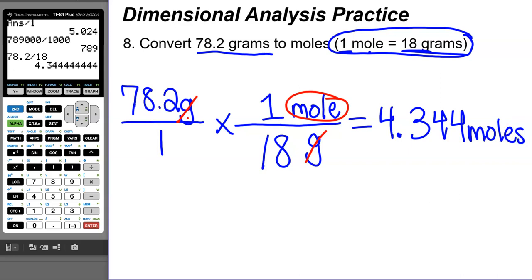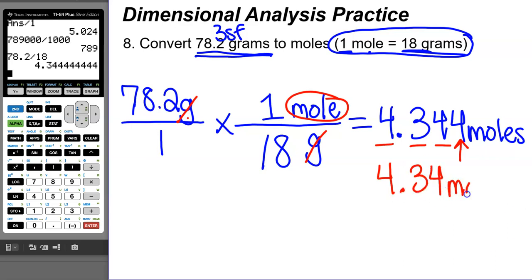Last but not least, we need to look at our significant figures. Up here in our given value, we have 3 significant figures. So we need to round our final answer to 3 as well. So we get to keep 1, 2, 3 digits, and then we need to round based on this second 4. That 4 is less than 5, so we will round to 4.34 moles. And I am going to abbreviate it in our final answer, MOL. There we go.